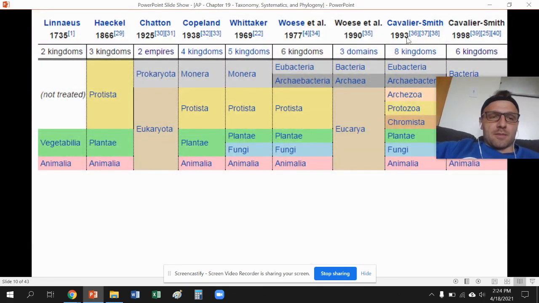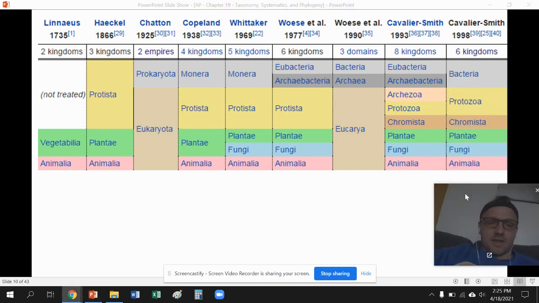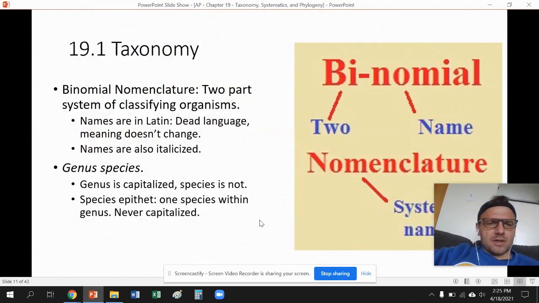Now, after Linnaeus came around, there were a lot of different ways to organize species. You can see here the ending species patent, or the way of organizing species, in 1998. But basically, Linnaeus organized things into vegetables or plants and animals. He came up with something called binomial nomenclature. This is a two-part naming system that classifies organisms, and he uses Latin. The reason we use Latin is because it's a dead language. This means that the actual meanings for words aren't going to change.